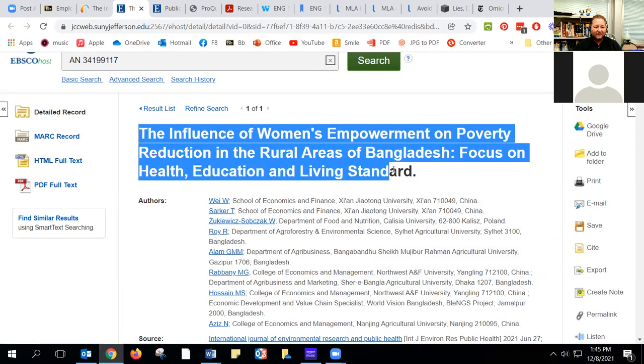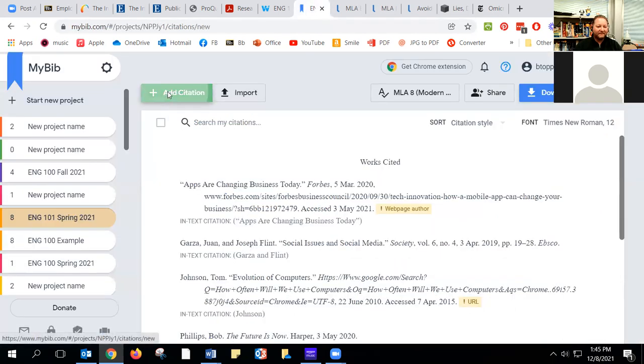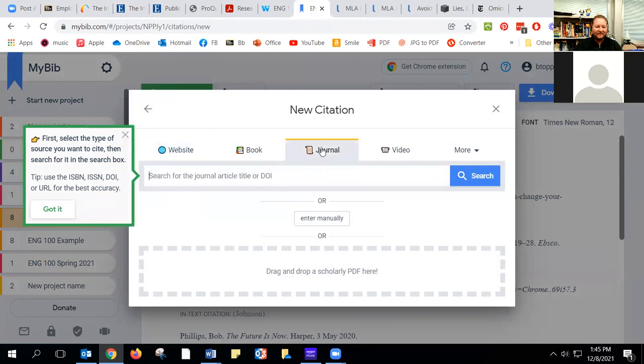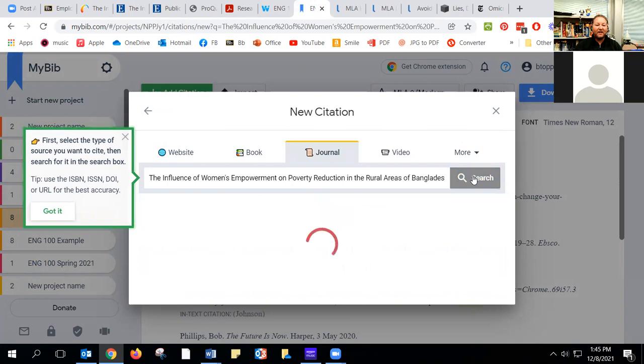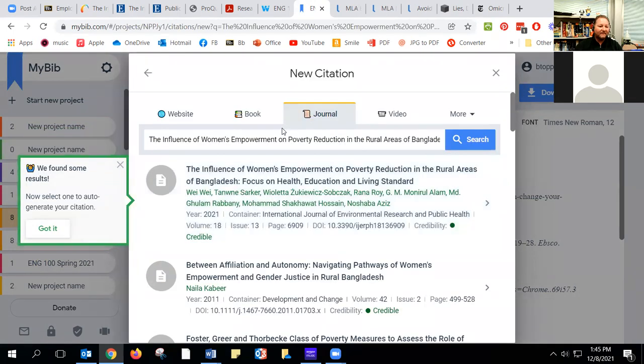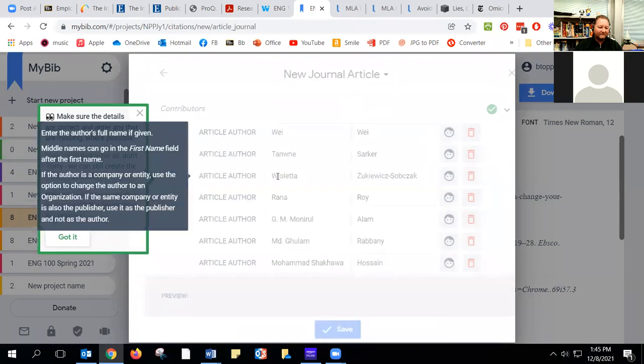What you can do is copy the title of it, go back to EasyBib, add a citation. It's a journal article. I want to paste that in there and search for it. And if I'm lucky, it'll find it for me. And I won't have to manually build it myself. Yep, that's it right there. So I click on that one.